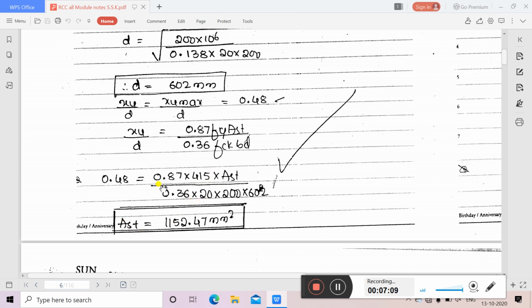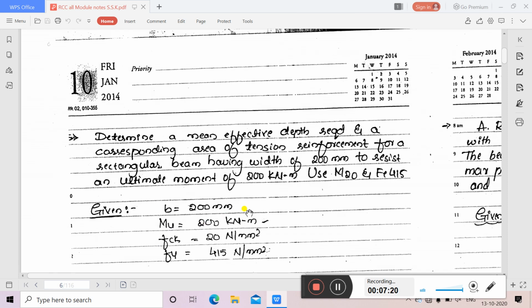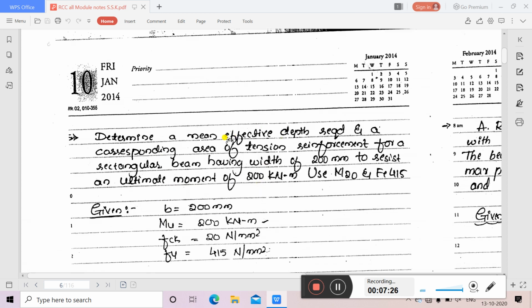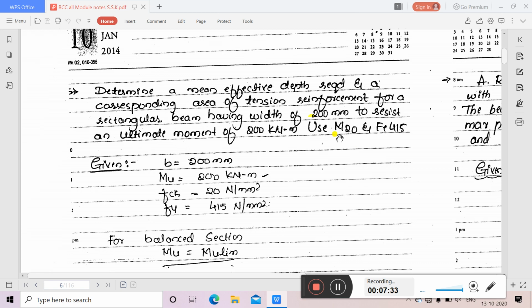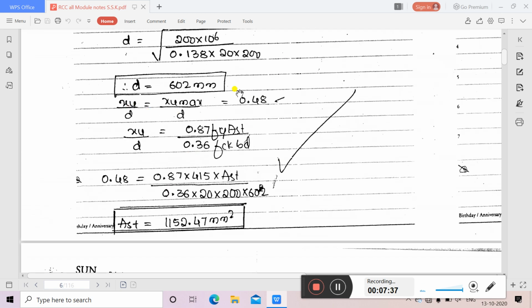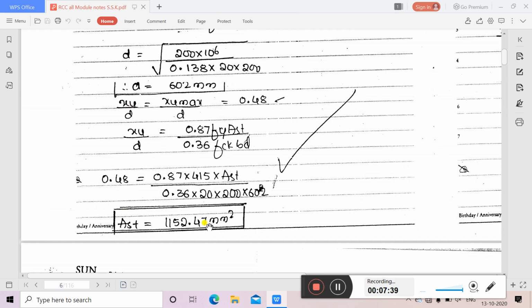Now you find out the value of AST. When you solve this equation, you'll get AST equal to 1152.47 mm square. This is the first problem, where we found the effective depth of the beam as well as the area of steel in tension, or tension reinforcement, for the rectangular beam. So d we have calculated as well as AST. This is the first problem.